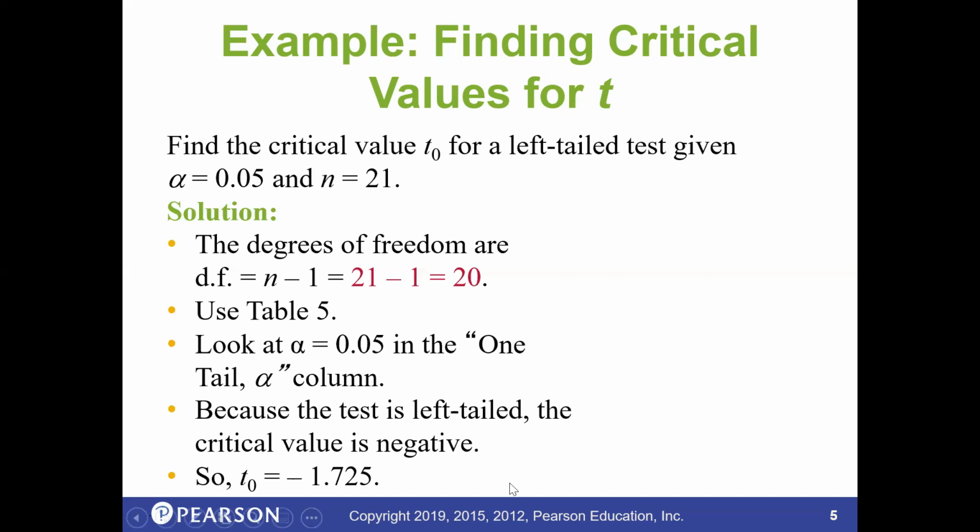Now, the only little thing that we got to think about is this. Because it's a left-tailed test, we're going to use a negative of that value. Notice all the t-values in table 5 are all positive. So at this point, you got to just know which side you want to be on. Good. So there it is.